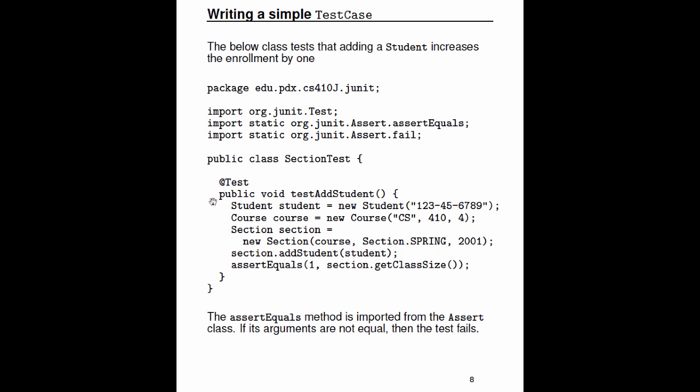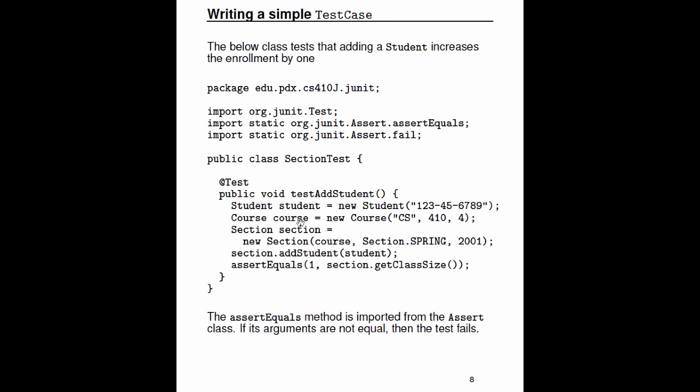Note that this code follows the old convention of having test method names that begin with test. You can have anything. Actually, if I were writing this today, I would use a very long and descriptive method name for my test, something like adding student to a section means class size of 1, or something like that. There's no reason to scrimp on the names of your test methods.